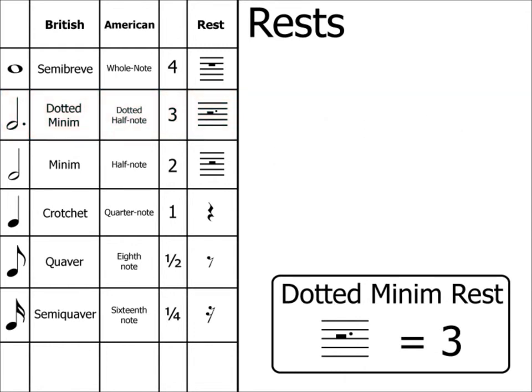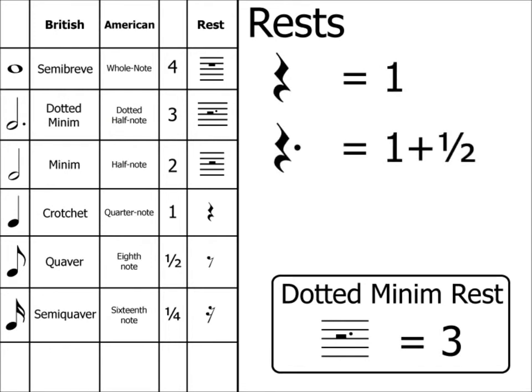Dots can be added to other rest symbols. Here's our crotchet rest, which is worth 1. If we add a dot next to it, 1 plus half of its own value, a half, equals 1.5. Now you might ask, why have a dotted crotchet rest when you could just have a crotchet rest and then a quaver rest instead? Well, yes, you can, but there are some very complicated rules about the use of rests, and I do cover them in another of my videos. For the moment, just be sure that you understand that dots can be added to rests as well as notes.